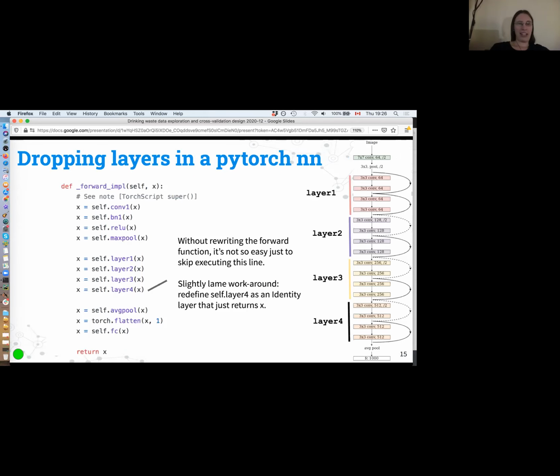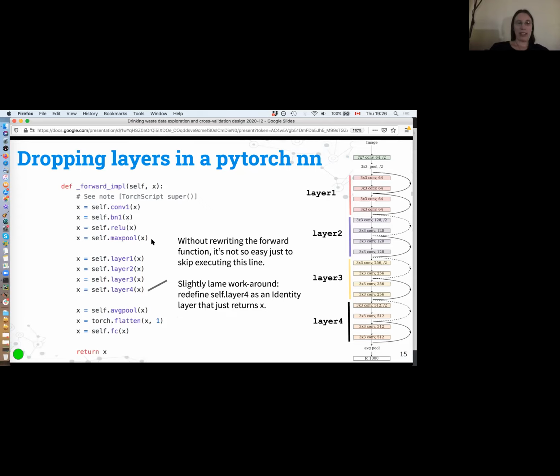Okay, so the nitty-gritty part. Now, if we want to get rid of the last few layers of this model in PyTorch, there's a slightly annoying problem where you can't just drop layer 4. You actually have to go in and replace layer 4 with an identity operation, an identity operation that takes the input and just spits out the output. It's not easy to just remove layer 4 completely from this code, but you can redefine layer 4 as an identity operation.